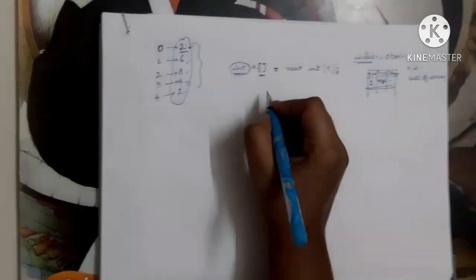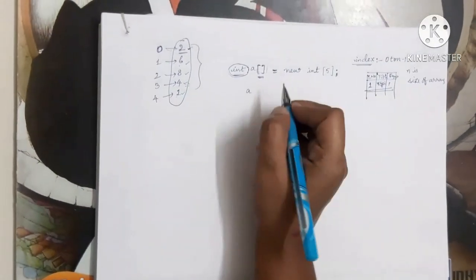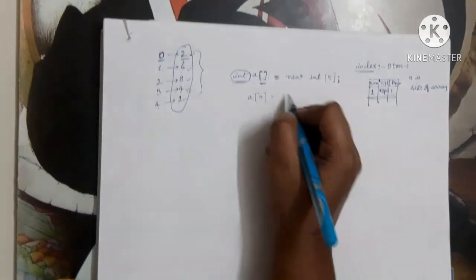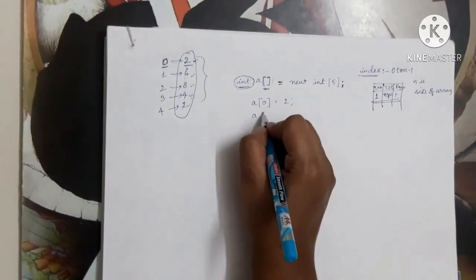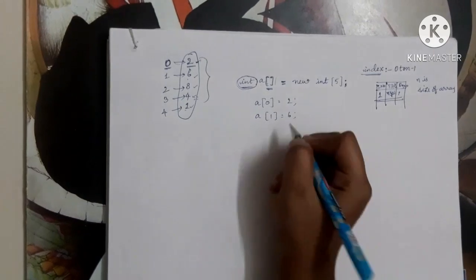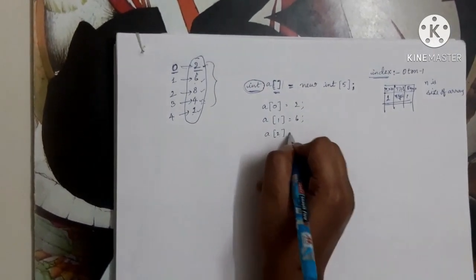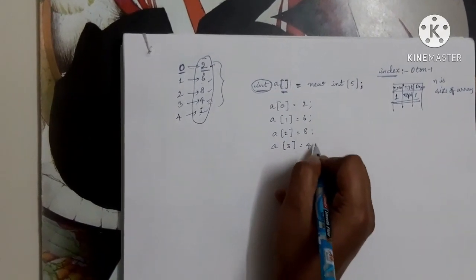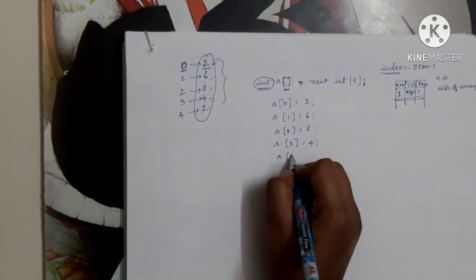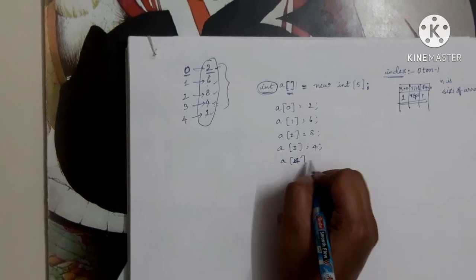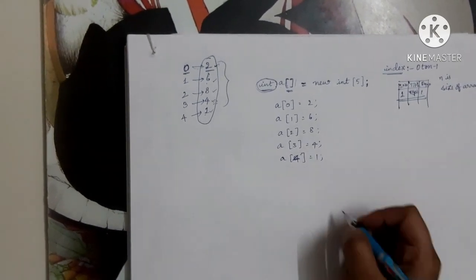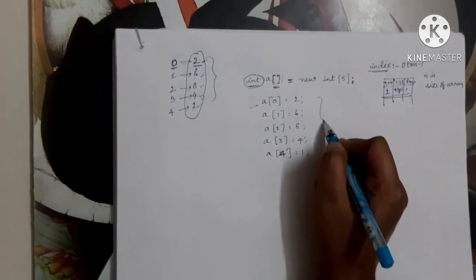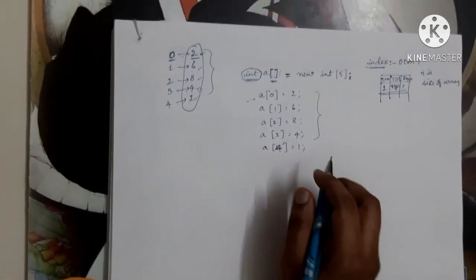Okay, so now the first number, what's the index? It's 0. So a of 0 is 2. Next, a of 1 is 6. A of 2 is 8. A of 3 is 4. A of 4 is 1. So now we stored these values, we stored all these integers in our program.